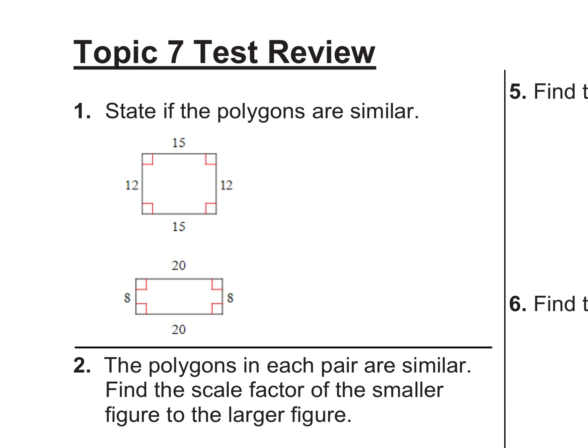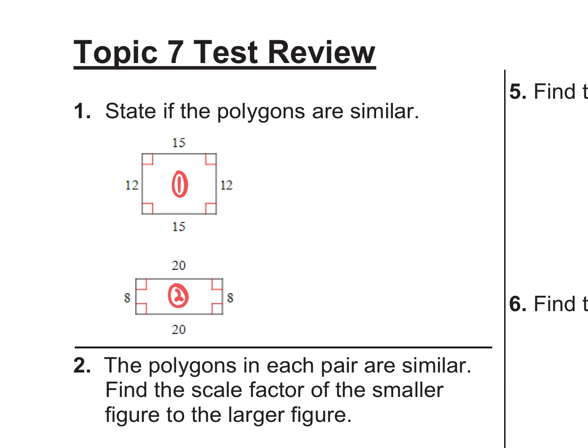If the polygons are similar, we have to check two things. What's the first thing? Angles. Are the angles, I'm going to call this 1 and 2, matched up? Yes. What's nice about this one, they're all 90-degree angles. Okay? What's the second thing we check?